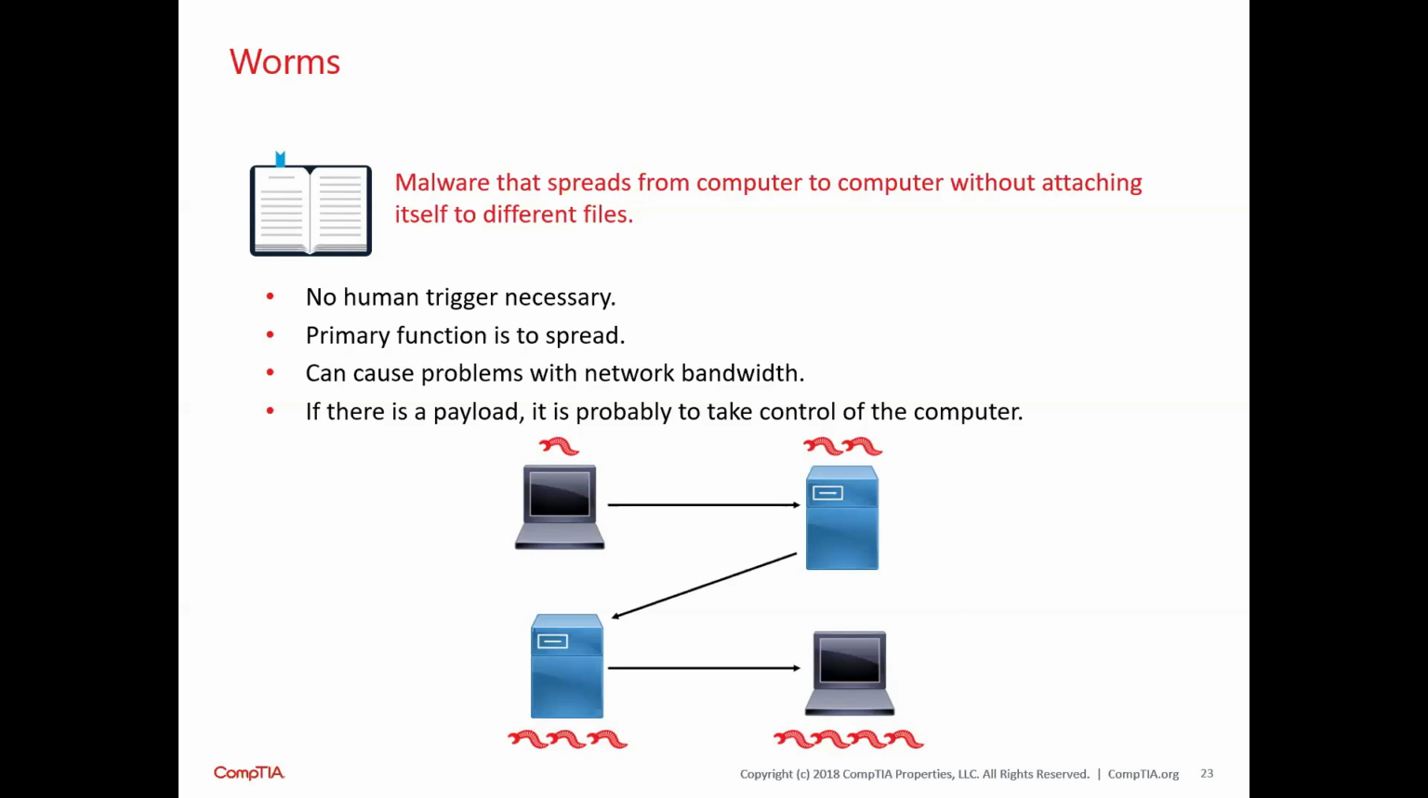A worm is a malware that spreads from computer to computer without attaching itself to different files. So we can do some discussion about this type of virus, such as I love you. Because according to some information, I love you was actually a worm rather than a virus. So we need to perhaps do some discussion later on. No human trigger necessary. Primary function is to spread, can cause problems with network bandwidth. And if there's a payload, it is probably to take control of a computer.